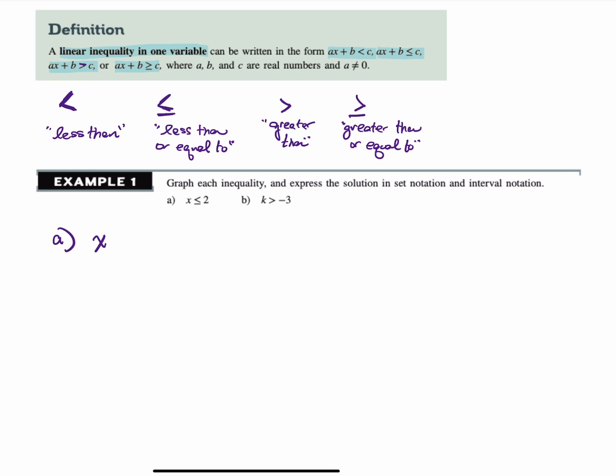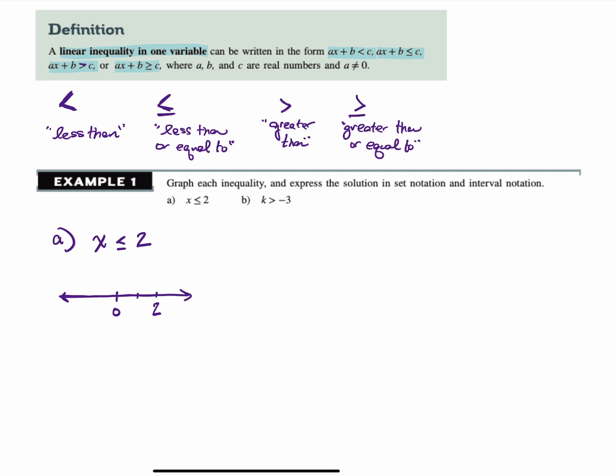So the first one is reading x is less than or equal to 2. Let's try to graph this. And when we say graph, we just mean we're thinking of a number line. So these would be all the real numbers, and you want to visually express some interval of values. So if this is 0, then we would have positive 2 over here. And we want to include everything that is less than or equal to 2 in our solution.